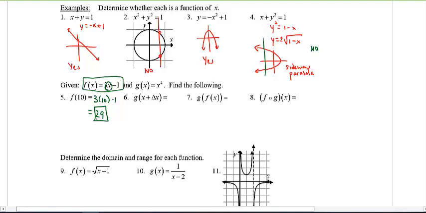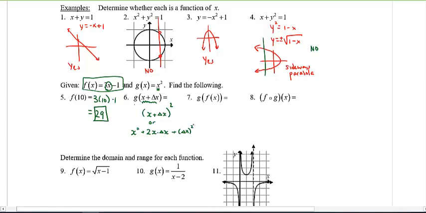Okay, so that's just plugging in the number for x. This time, I'm asking you to use the g function, and this time don't plug in a number, but plug in an expression. So wherever you see x, you replace it with that expression. So x plus delta x, all squared. Or if you want to expand this out, x squared plus 2x times delta x plus delta x, all squared. That works too.